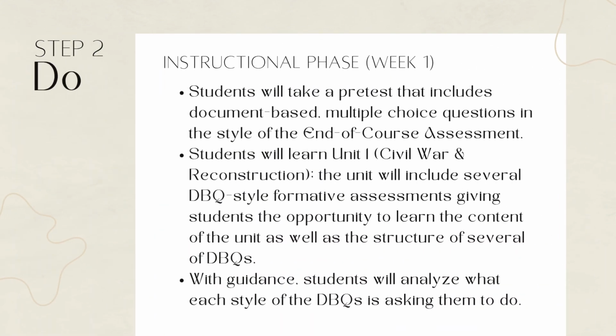Step 2, the do stage, will consist of 3 separate weeks, each with a separate aim. During the first week, students will take a pretest that includes document-based multiple-choice questions in the style of the end-of-course assessment they can expect to take at the end of the year. Students will learn Unit 1, the Civil War and Reconstruction, in class and engage in several formative assessments that will provide them with examples of the different styles of document-based questions on the EOC. With guidance, students will then analyze what each style of document-based question is asking them to do and review those DBQs in class.